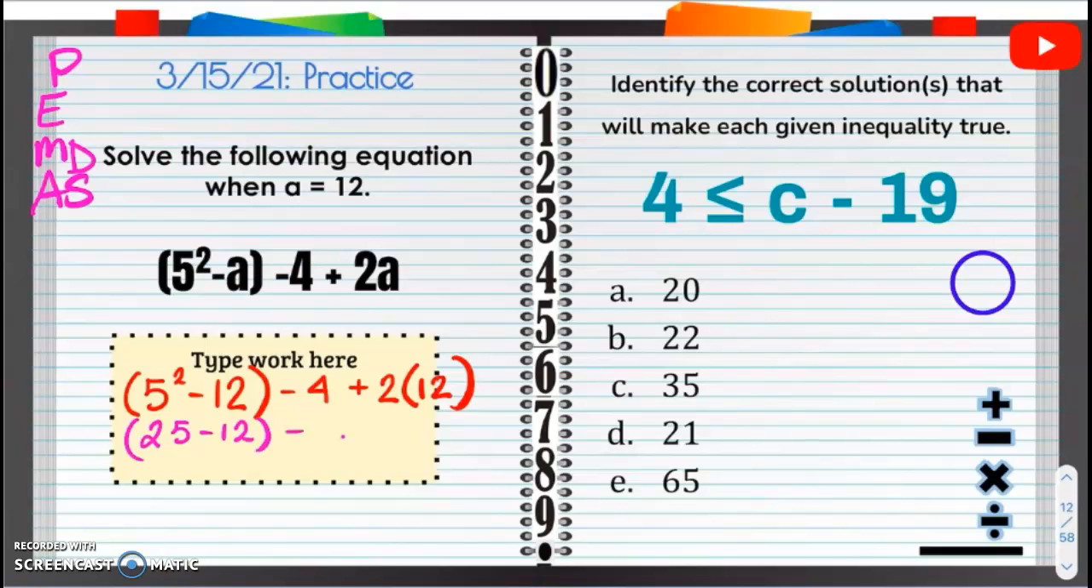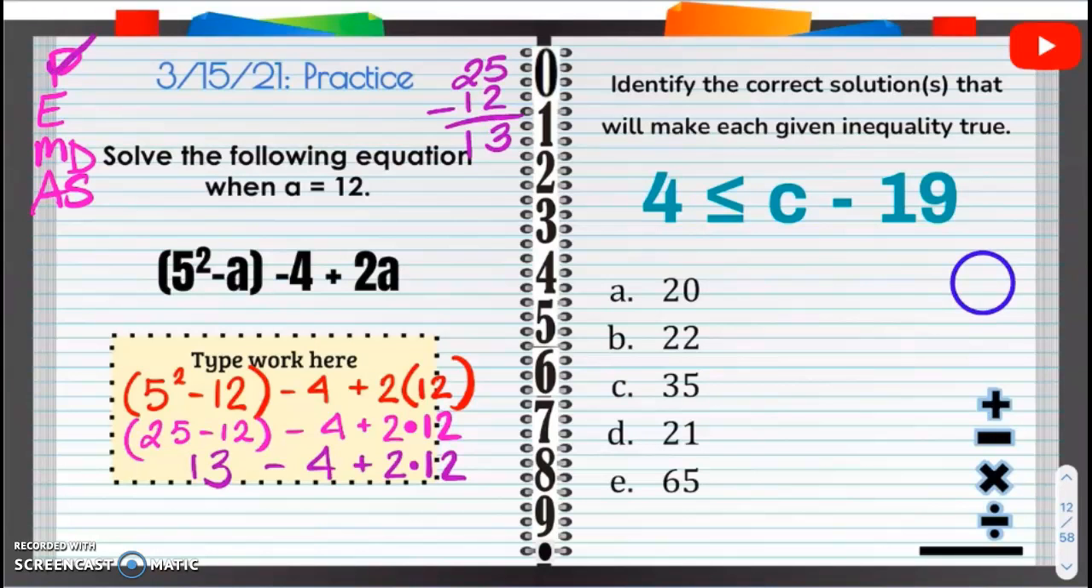I'm going to bring everything else down. Times 12. Remember, this parentheses means multiply, same as this dot. That also means multiply. All right, any more parentheses? Yes, we still have 25 minus 12. 5 minus 2 is 3. 2 minus 1 is 1. So we have 13 minus 4 plus 2 times 12.